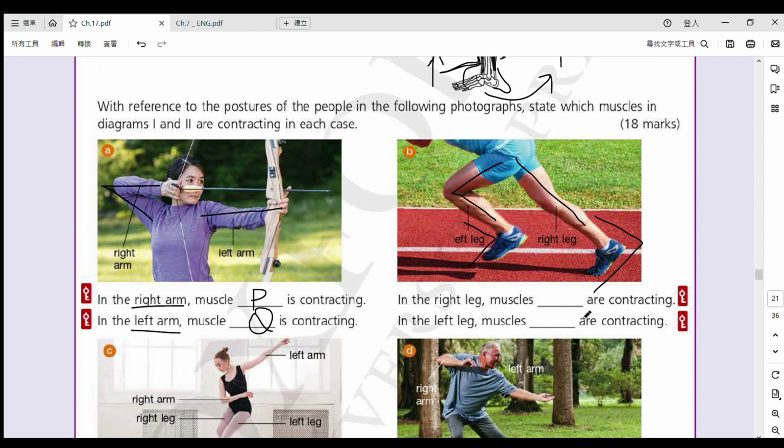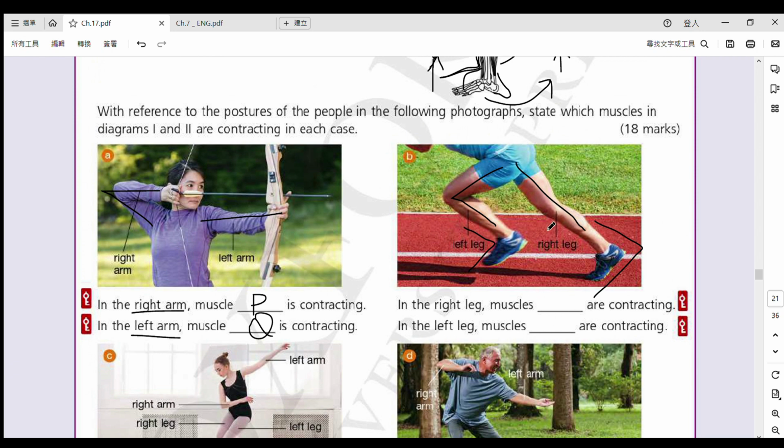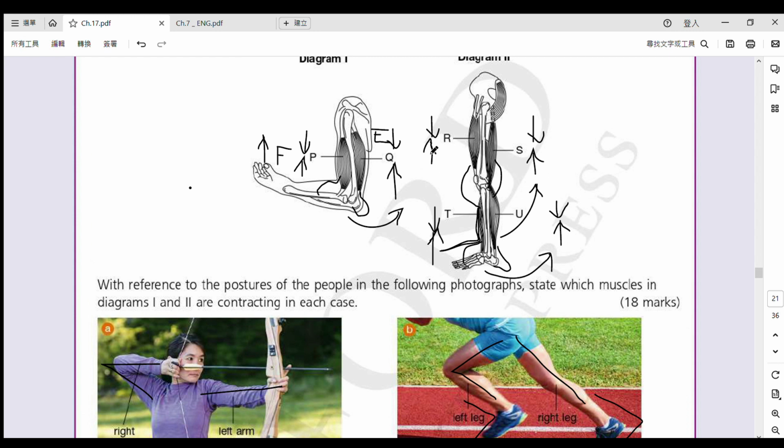Or probably not. Okay? So there are 2 answers. 好啦，咁啊 we look at the right leg first. 我哋望一望呢個圖先啦。So R contract 佢會 straighten. The leg straighten. 所以佢係一個 extensor 定 flexor? Extensor. T contract 佢會 bending. 所以佢係一個 flexor. S contract 佢會 bending. 所以佢係一個 flexor.